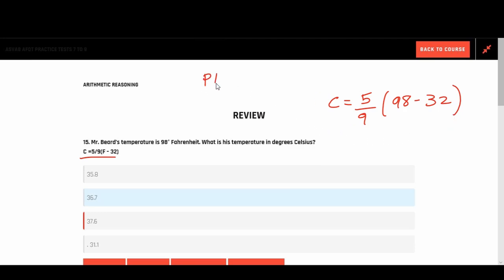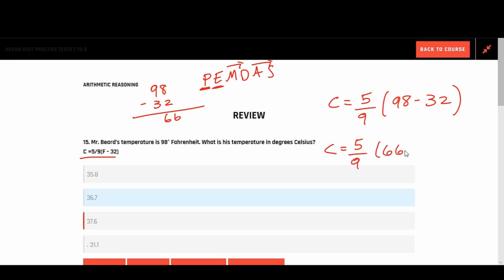Again, as long as you know PEMDAS, the order of operations, that is the order in which you work out these problems, it's not too hard. You do what's in parentheses first, exponents next, multiplication and division from left to right, and addition and subtraction from left to right. So according to PEMDAS, we do what's in parentheses first. That would be 98 minus 32. 8 minus 2 is 6. 9 minus 3 is 6. So we can see we have 5/9 times 66.